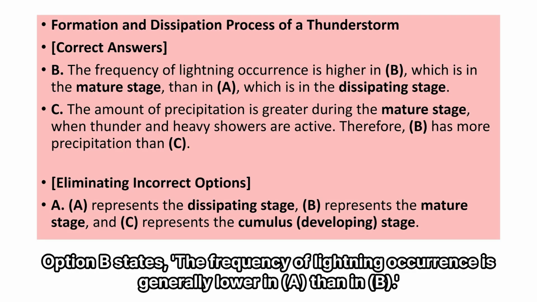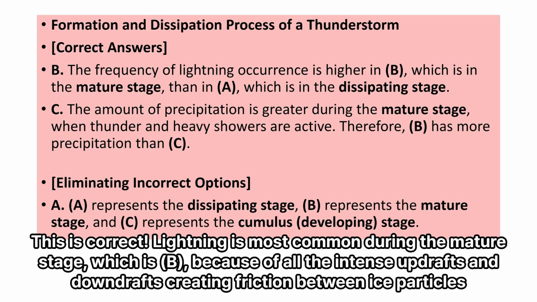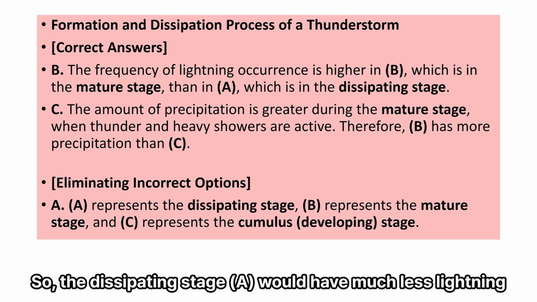Option B states, the frequency of lightning occurrence is generally lower in A than in B. This is correct. Lightning is most common during the mature stage, which is B, because of all the intense updrafts and downdrafts creating friction between ice particles. So the dissipating stage A would have much less lightning.